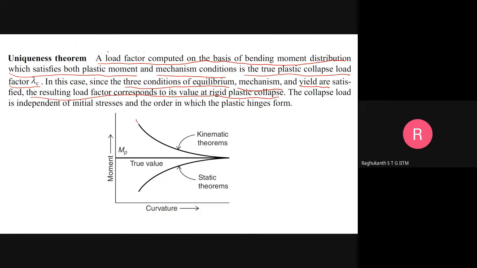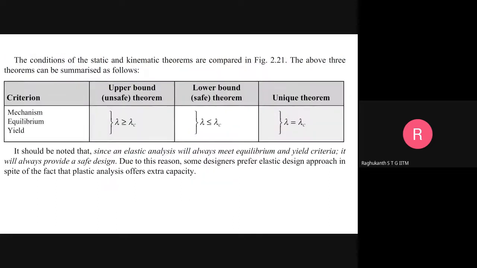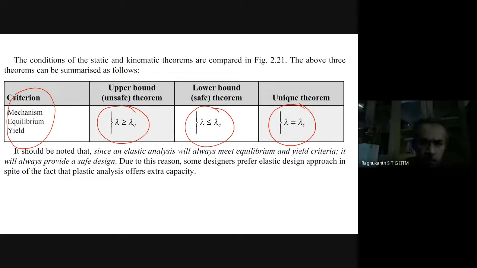So the kinematic theorem gives the upper bound, the static theorem gives the lower bound, and both will converge if you satisfy all three conditions. The static theorem is based on equilibrium, and the kinematic theorem is based on the mechanism criteria. If we can find a bending moment diagram or collapse moment such that both are satisfied, then you will get a unique load factor. So these are the three theorems, and the criteria are mechanism, equilibrium, and yield. The upper bound theorem, our kinematic theorem, gives greater than or equal; this is our lower bound theorem. The unique theorem means it satisfies all the criteria, so it will be lambda c itself.